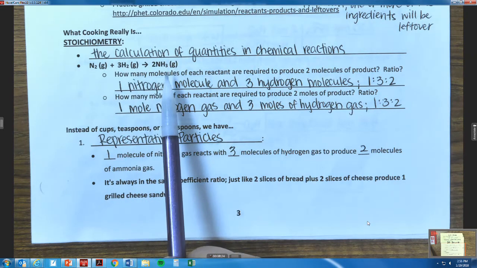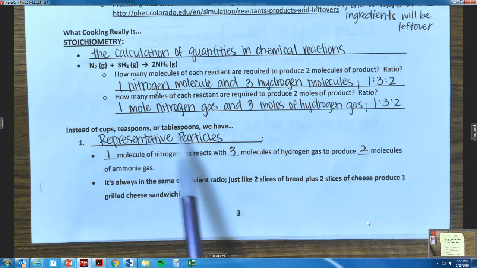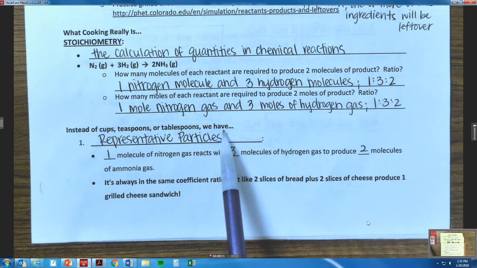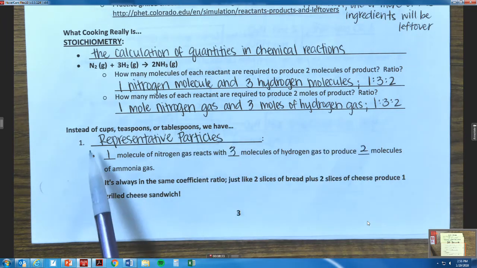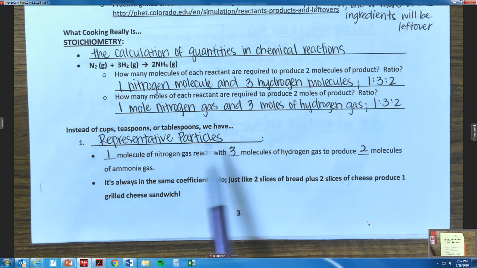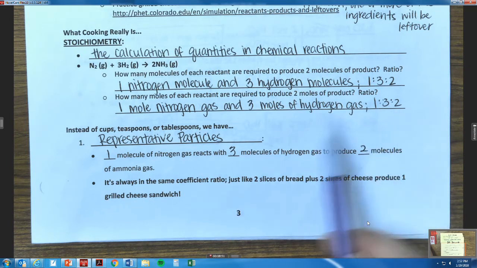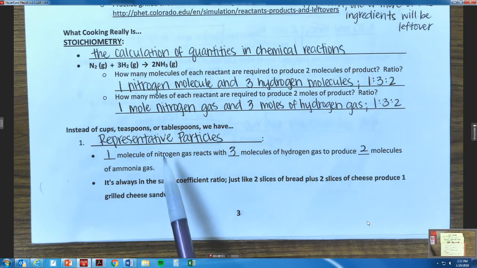Okay, so instead of using cups, teaspoons, or tablespoons, we have the mole map. Number one on our mole map is representative particles. Remember that particles would be considered as atoms, ions, molecules, and formula units. Again, our ratio was 1:3:2, so it would be the same for representative particles.